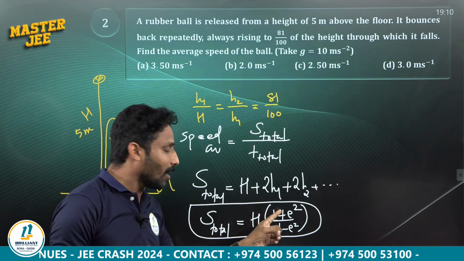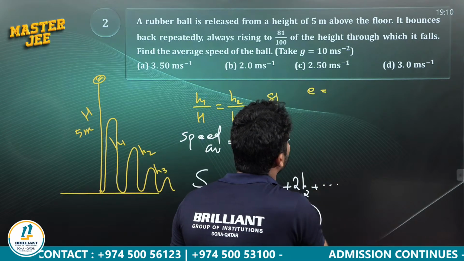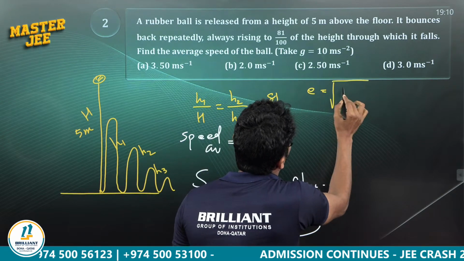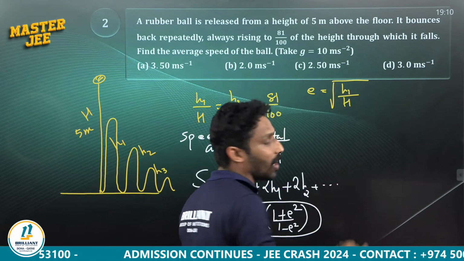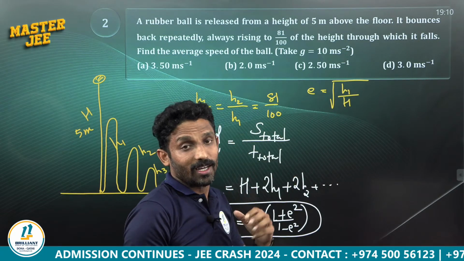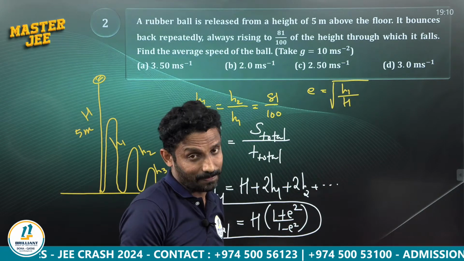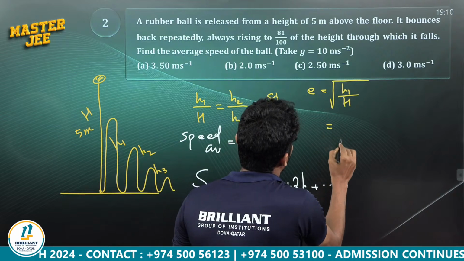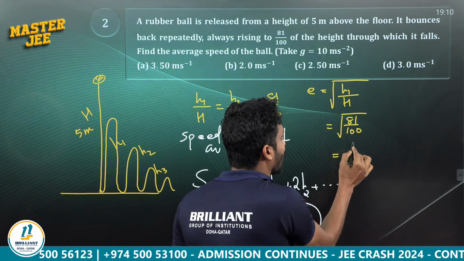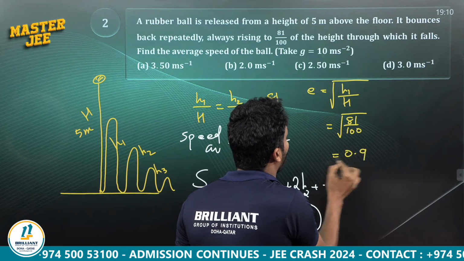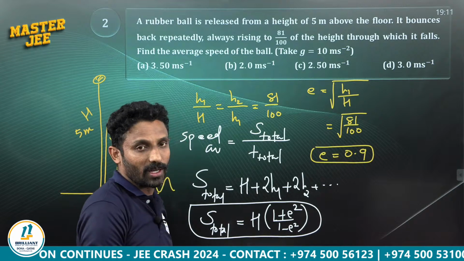Here is a term e. What is e? It is known as the coefficient of restitution, which is equal to the root of the ratio of the height now to the previous height, h1 by h, or h2 by h1, or h3 by h2, etc. Here it is root of 81 by 100, that is equal to 9 by 10, that is equal to 0.9. So the coefficient of restitution value here is given as 0.9.